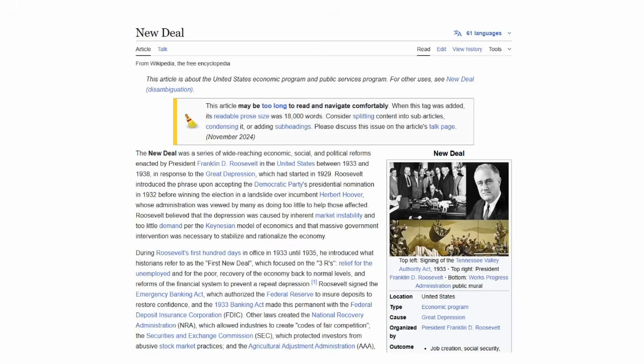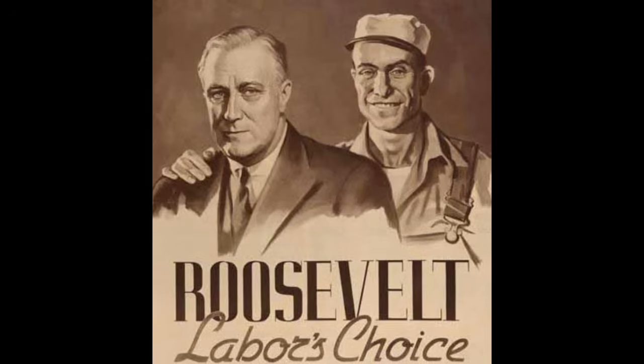Enter the New Deal. This cornerstone of the Roosevelt administration consisted of a series of domestic programs, work projects, and reforms that aimed to help get America out of the Great Depression. One of the critical things it did was benefit unions.